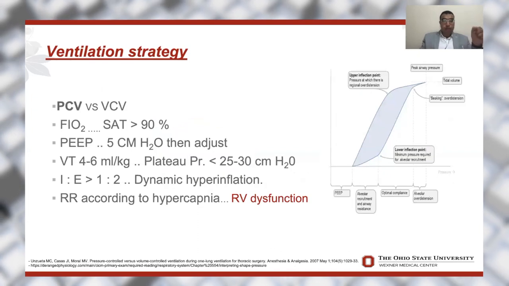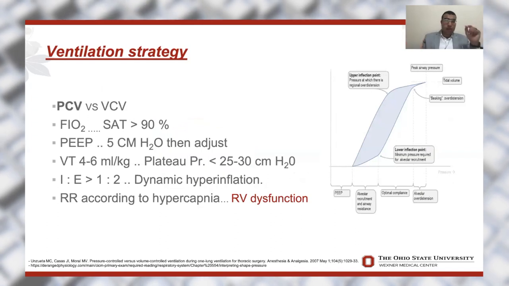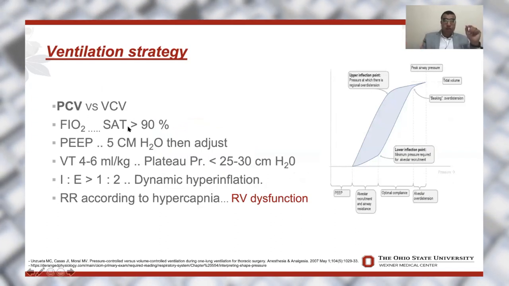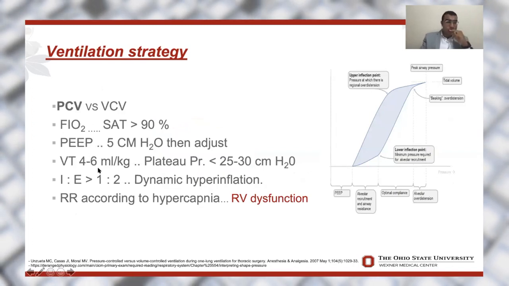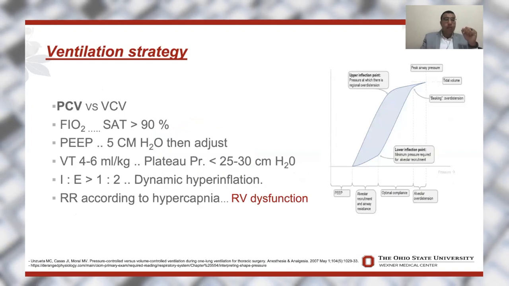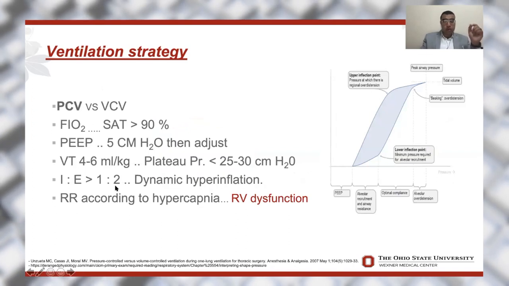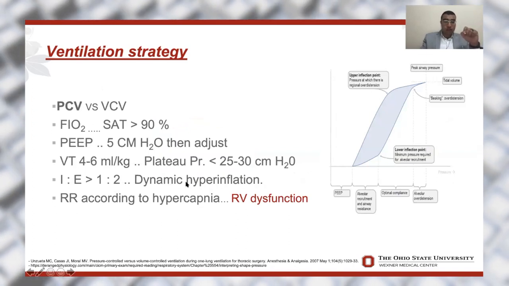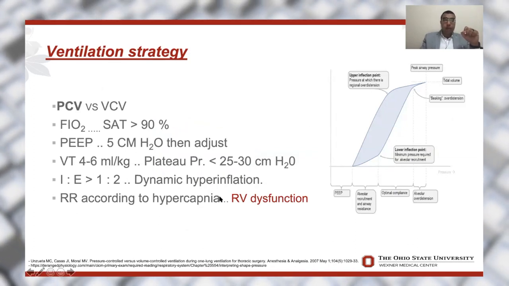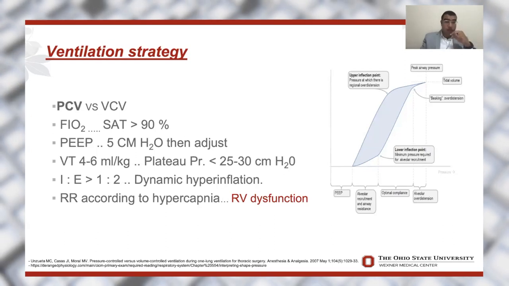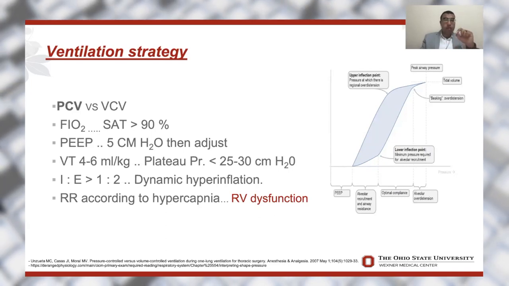Pressure control or volume control, it's not a big deal. There is no big difference between both of them. Please keep FiO2 to maintain saturation more than 90%, PEEP 5 and more, and tidal volume 4 to 6 ml per kg. This is the lung protective strategy. IE ratio 1 to 2 to make room for the air to get out. We should avoid dynamic hyperinflation. For the respiratory rate, you should follow the hypercapnia to avoid increased pulmonary vascular resistance, which will affect the RV and cause RV dysfunction. This is about ventilation before the transplant.